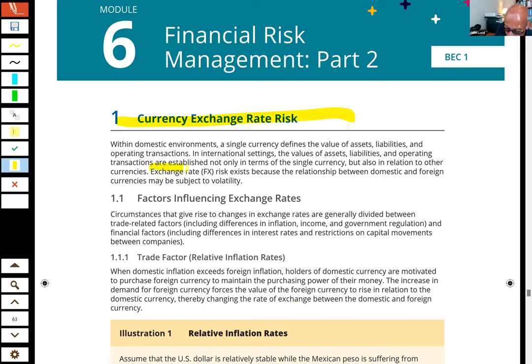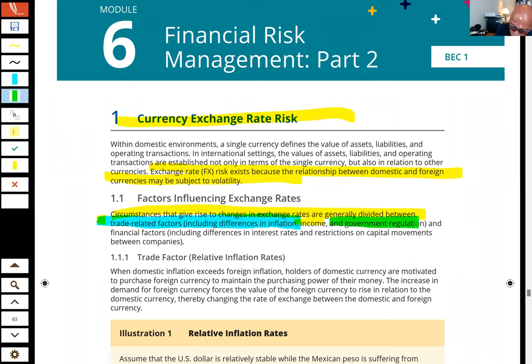Exchange rate risk exists because the relationship between domestic and foreign currencies may be subject to volatility. What circumstances will affect that volatility? Let's flashcard some of those trade relation factors, such as differences in inflation among different countries. The U.S. is suffering inflation right now, but it's a little bit worse in Europe, and so that would work in the U.S.'s favor. Income levels: as income levels in other countries grow, that will affect exchange rate risk. Government regulation, such as tariffs, those sorts of things.